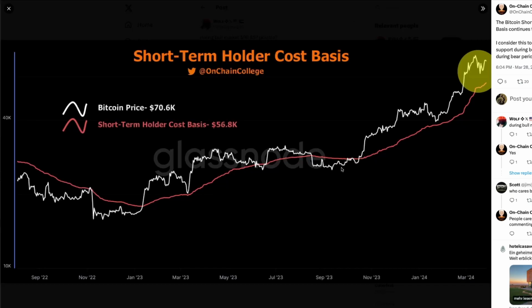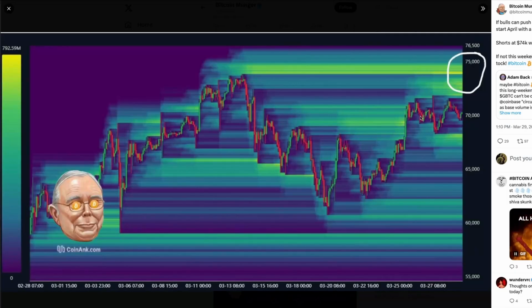Now the short-term holder cost base is typically defined by a movement of coins that have been held for less than 155 days. It continues to rise now at approximately 57k. And the on-chain college considered this to be a major area of support. Now Bitcoin Mánga says that if bulls can push this weekend, we would start April with a bang, because the most short liquidations are at the level of 74k.